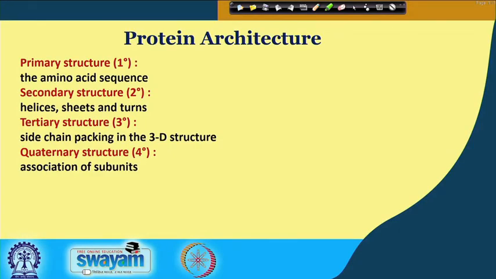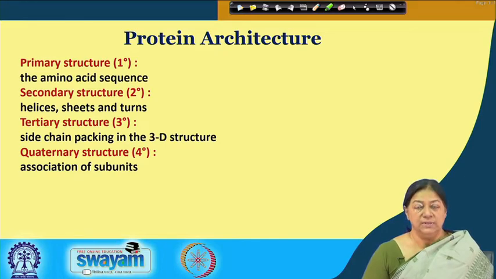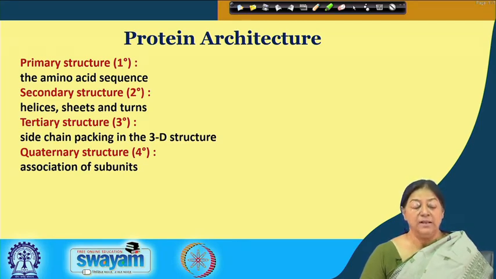We looked at the primary structure, the amino acid sequence, last class, and the secondary structures that involve the alpha helices, the beta sheets and the other linkers, the turns that would actually link these secondary structural elements together. When they link up together they form what is called the tertiary structure. Beyond the tertiary structure, some proteins form a quaternary structure which involves the association of subunits.